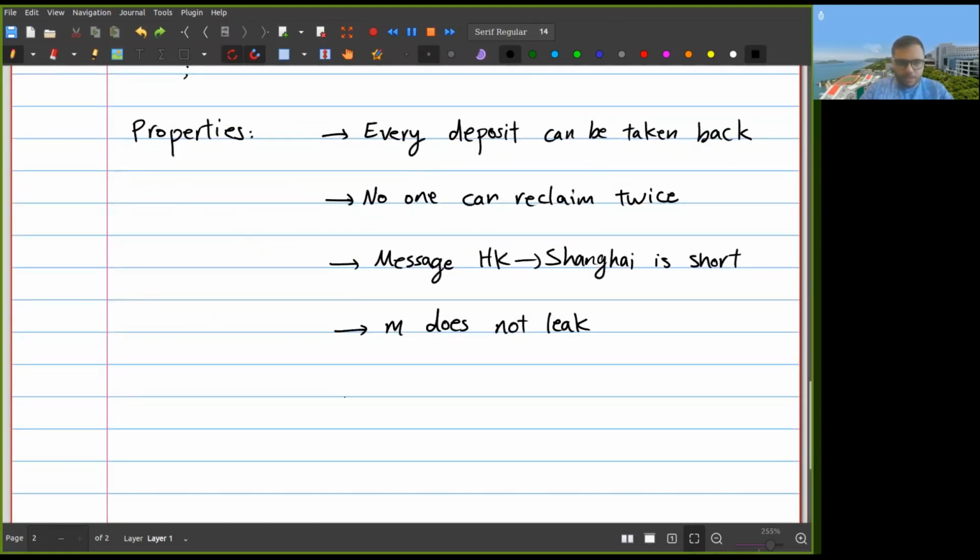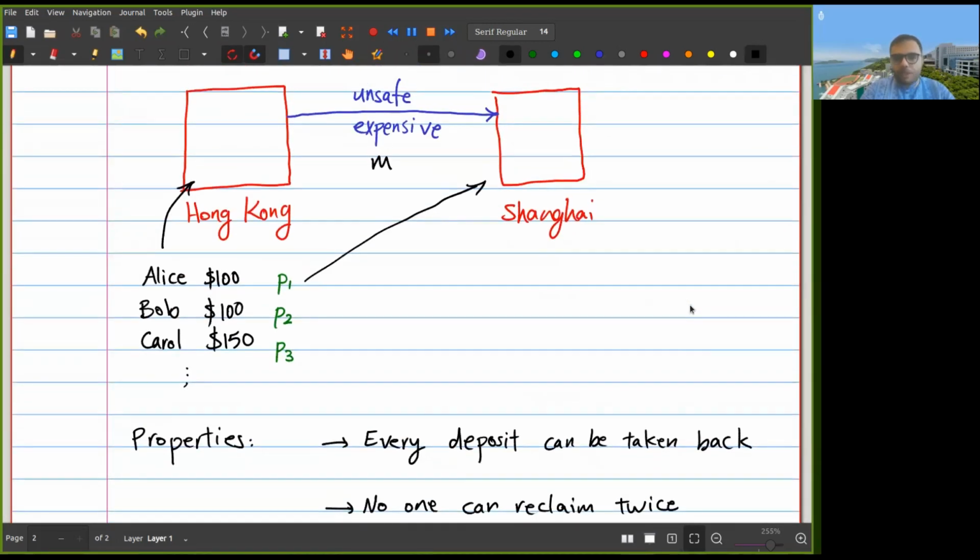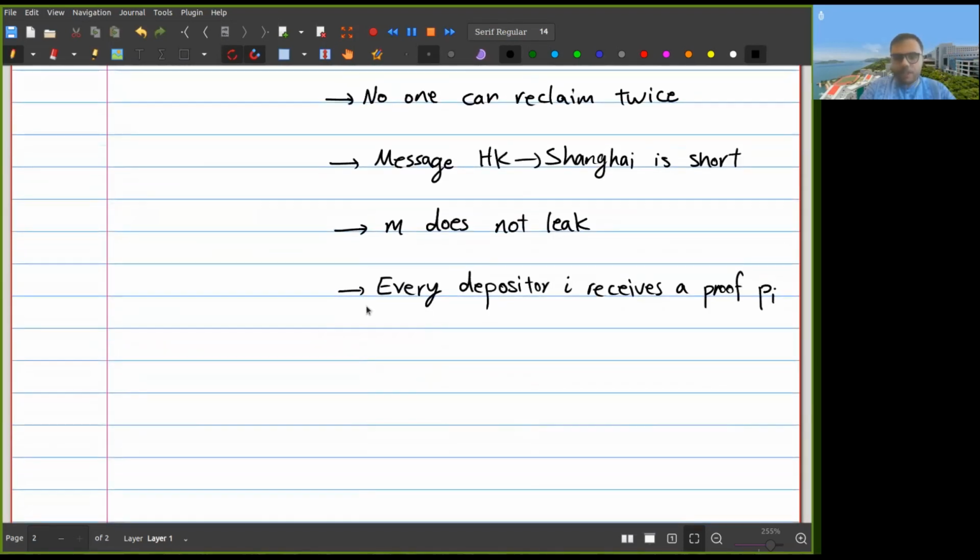So again, every depositor, let's say depositor number i, receives a proof, and I call this proof Pi. Again, for our use cases, we are just working with strings, so sequences of zeros and ones. So this M is a string, these proofs are strings. Whenever I don't say the type of something, it's always a string. So every depositor receives a proof.